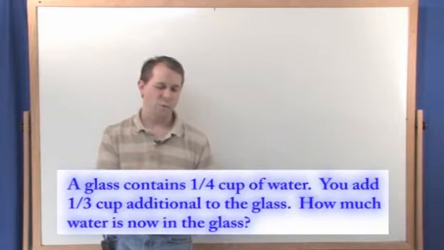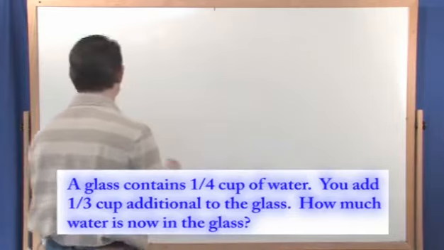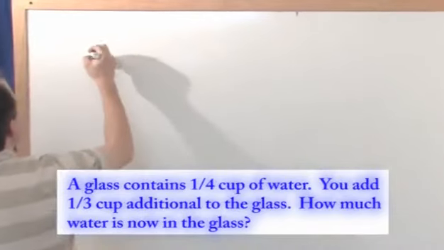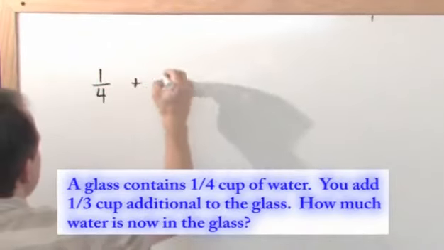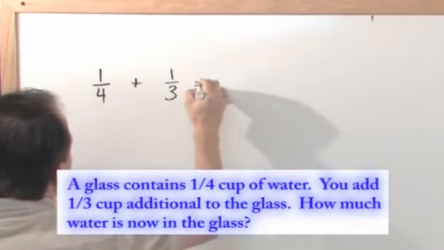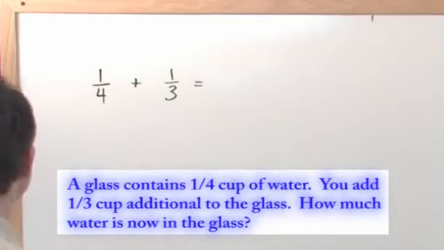So you're going to add the 1/4 of a cup to the 1/3 of a cup, so let's do it. What we're doing in terms of math is we're saying 1/4 of a cup of water plus 1/3 of a cup of water. What is that going to equal?